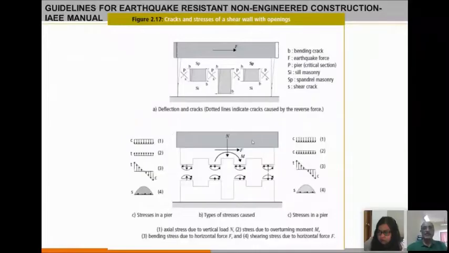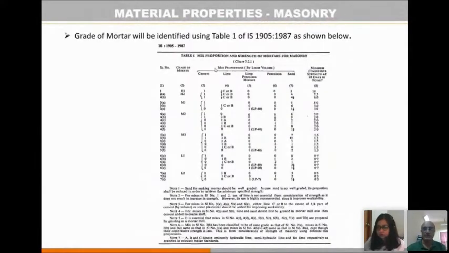So these are the normal checks which we need to adopt in terms of compression, tension, bending, shear. This is very much delineated in IS 1905 1987, and also in the IS 14926 provision has to be adopted when you are dealing with the masonry buildings.